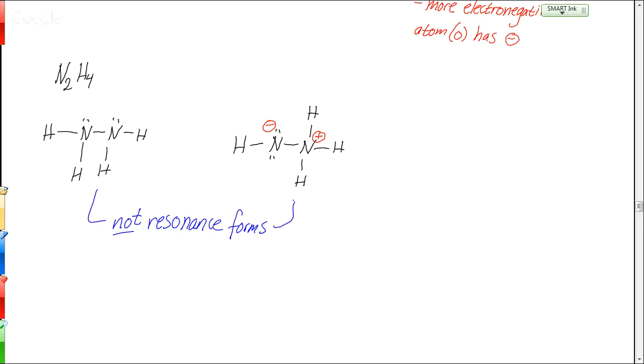The reason they're not resonance forms is that they have different connectivity. Things are connected in different ways. There's a word for that too. They're called isomers. Same formula, but connected in a different way. Resonance structures have to be connected in the same way, just differ by how the electrons are arranged in the structure, like double bonds over here versus over here, or lone pairs here versus over here.